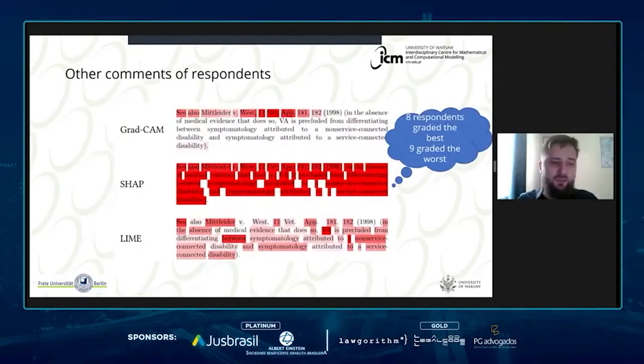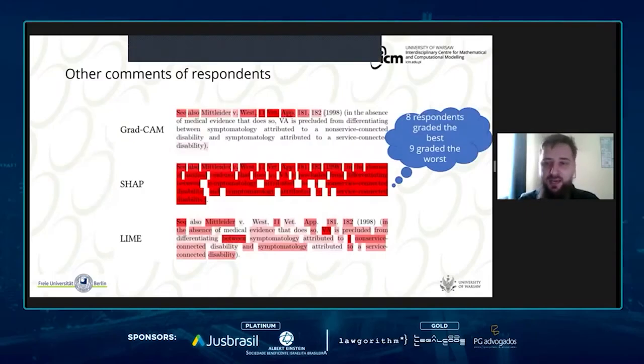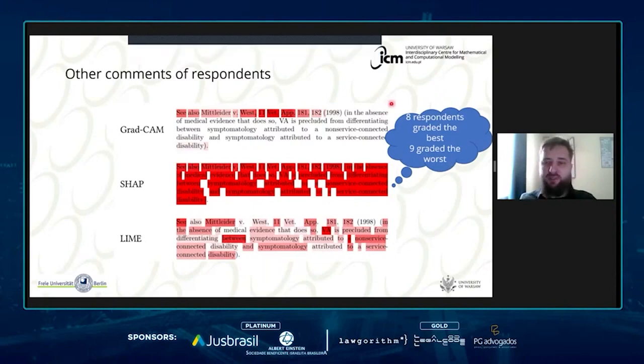And finally, let me make some additional remarks. Let's return to the example that was shown on the previous slide. Here, it can be spotted that the results between different explainable artificial intelligence methods vary widely. For example, when I saw the results coming from SHAP, my first comment was that it had gone ballistic.